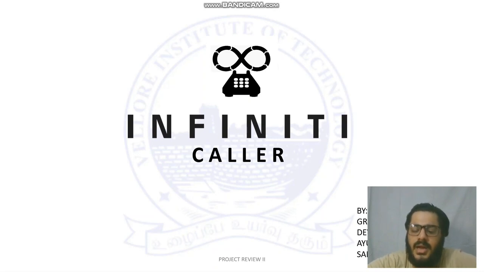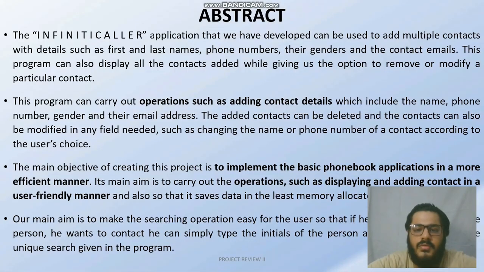So the idea behind our project INFINITI CALLER was to create a program which can carry out operations such as adding contact details, including the name, phone number, gender and the mail address. The added contacts can be deleted and contacts can also be modified in any field such as gender, name or phone number. The main objective of creating the project is to implement a basic phone book application in an efficient manner.